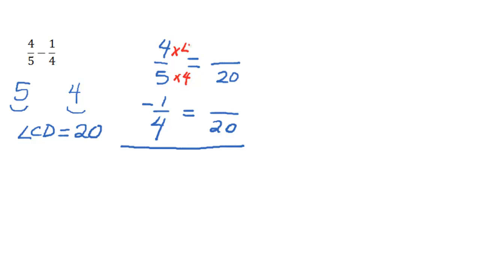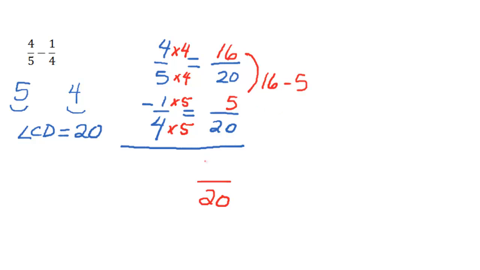So let's do that to the top, the numerator. That makes that 16. 4 times 5 is 20. So we multiply 1 times 5, and that's 5. Now that the denominators are the same, keep the denominator, subtract 16 minus 5, and that's 11. Is it in simplest form? Yes, it is. So you're done with that problem.